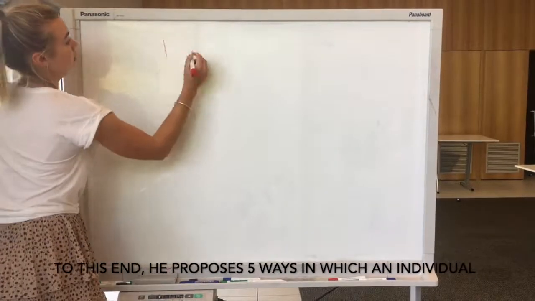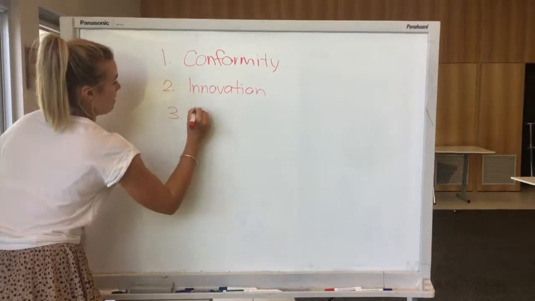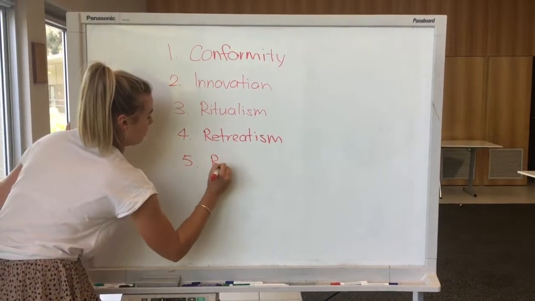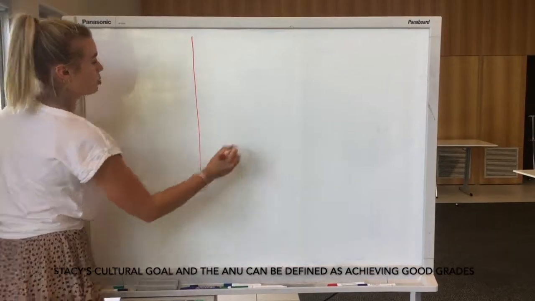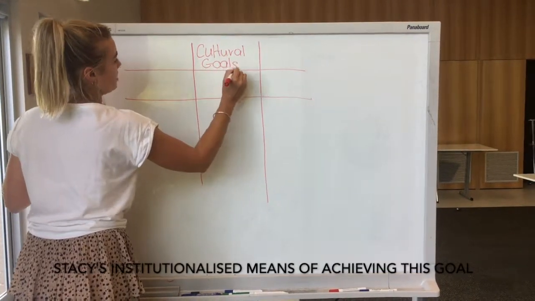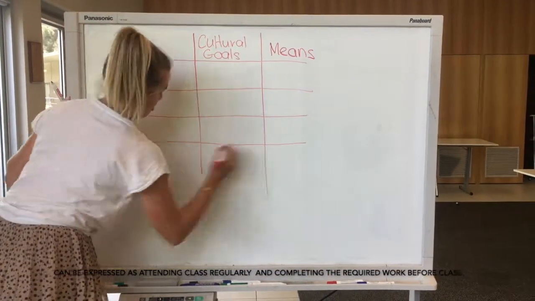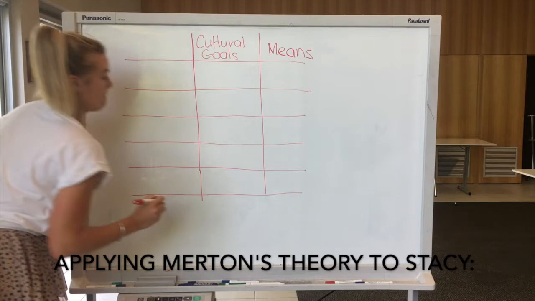To this end, he proposes 5 ways in which an individual can interact with these goals and means: conformity, innovation, ritualism, retreatism, and rebellion. Again, take Stacey for example. Stacey's cultural goal as a student at the ANU can be defined as achieving good grades. Stacey's institutionalized means of achieving this goal can be expressed as attending class regularly and completing the required work before class. We can now apply this to Stacey.